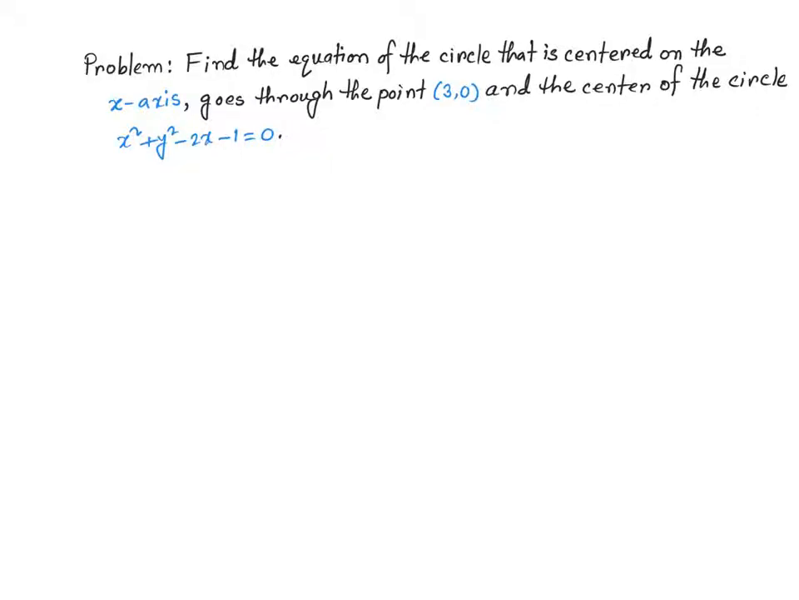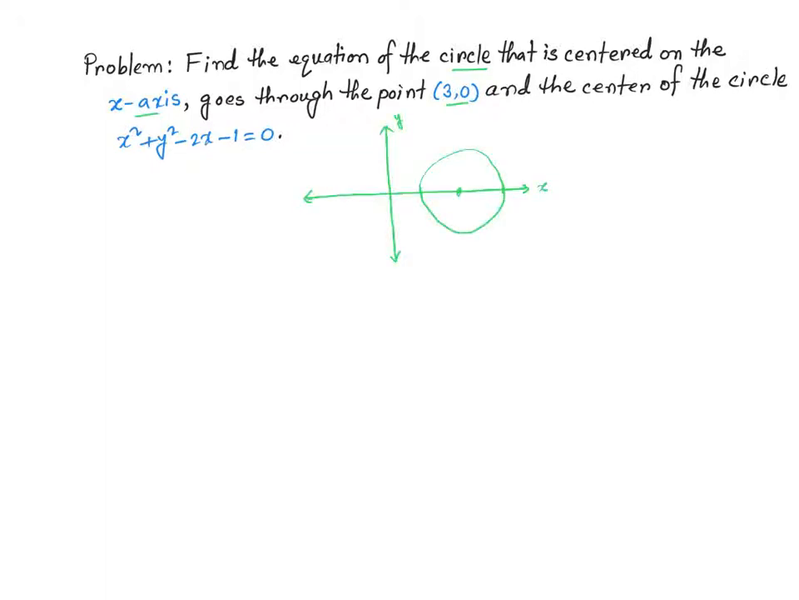In this video, I am going to solve this problem. We are going to find the equation of the circle which is centered on the x-axis, and it also goes through the point (3, 0) and through the center of the circle x squared plus y squared minus 2x minus 1 equal to 0.